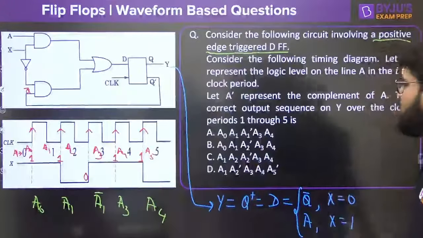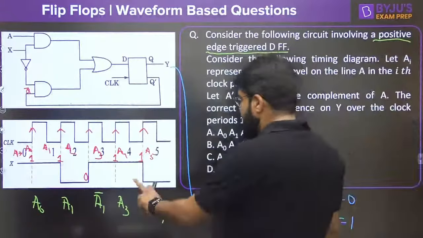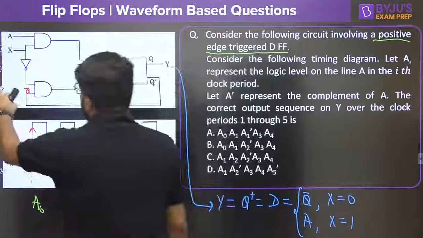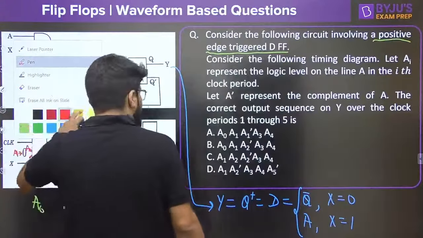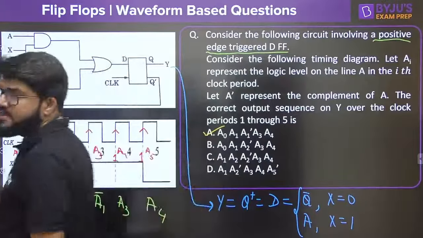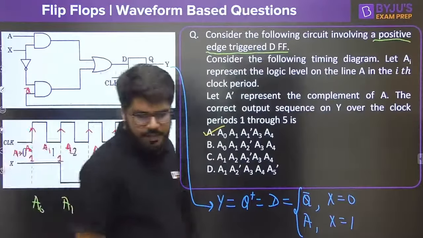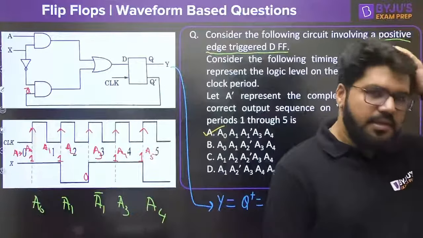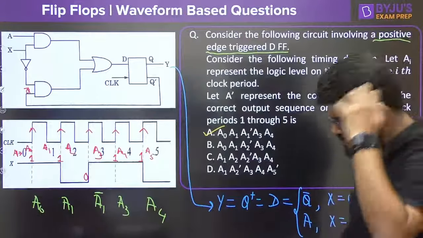So the final correct answer is A0, A1, A1 bar, A3, A4. It's a good question again to be discussed, guys. Any confusion, do not hesitate in asking me the doubt. Do not absolutely hesitate in asking the doubt, okay, guys.